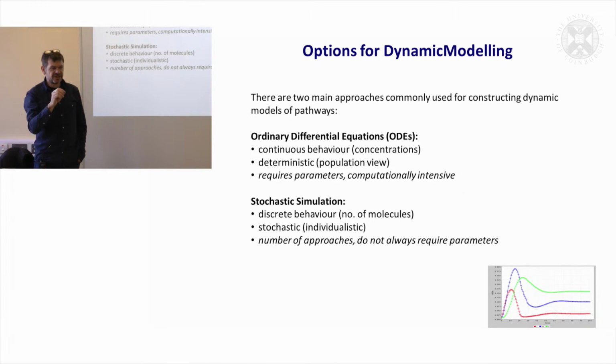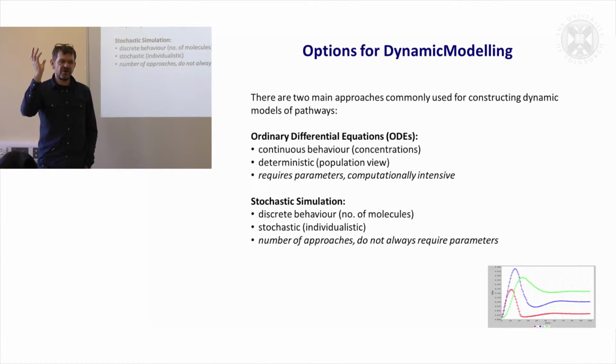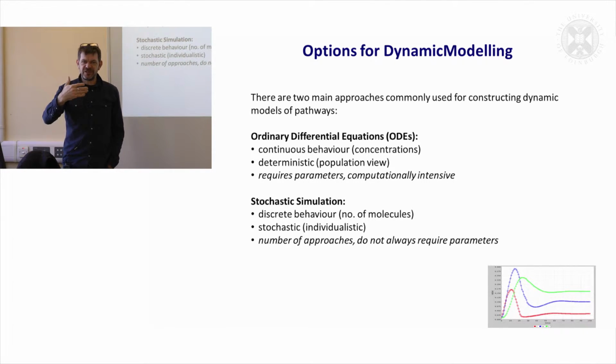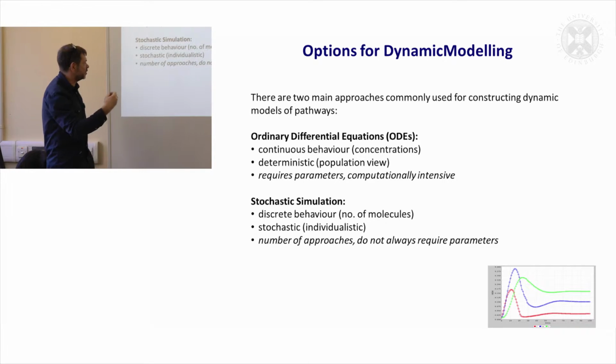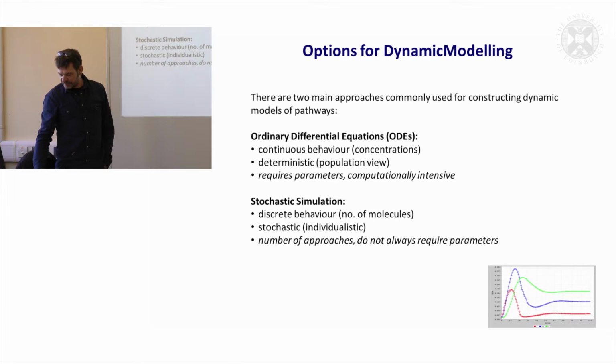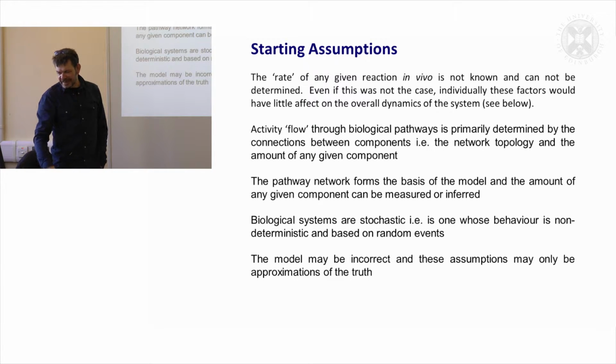So stochastic simulations are a way of modeling not only relationships, but also the idea that these relationships might change, that there is a stochasticity. Does anyone know what stochastic means? Randomness, okay? So the randomness that we find in biology, we build that into the model. We're really looking at individual reactions rather than the system as a whole, and it doesn't require parameters. There are a number of different approaches, but these were our starting assumptions.